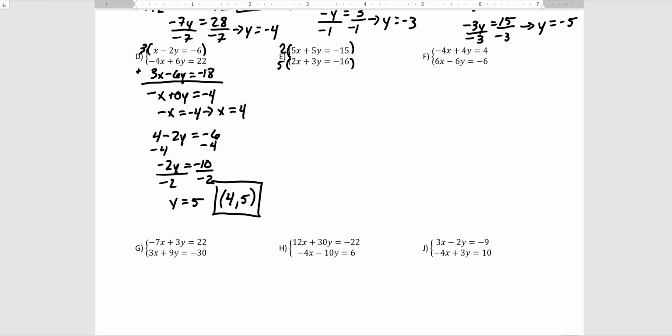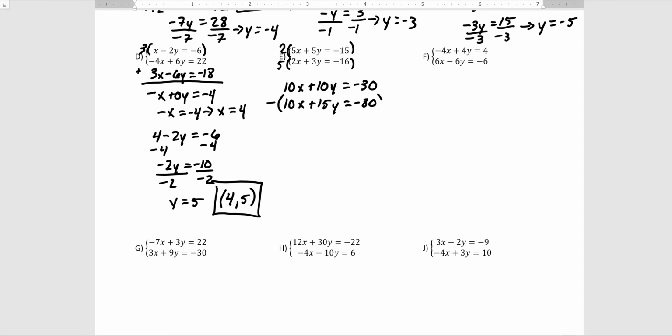Why would I do that? Well, that would give me 10x for both of these, and then I'll be able to subtract. So the top equation by 2 would become 10x plus 10y equals negative 30. The bottom equation by 5 will become 10x plus 15y equals 5 times negative 16. Well, I know that 5 times 10 is 50. 5 times 6 is 30. So 16 would then be 50 plus 30, which would be 80. So negative 80 there.